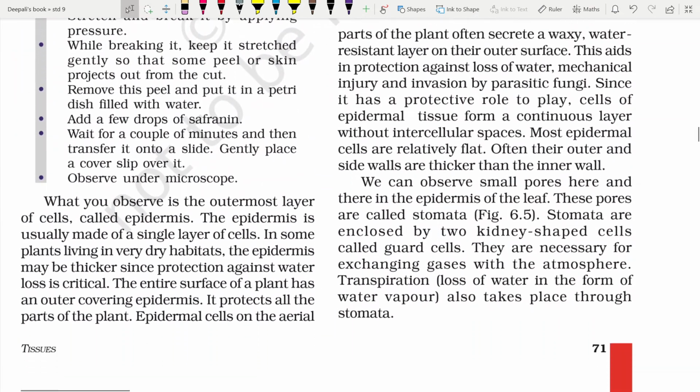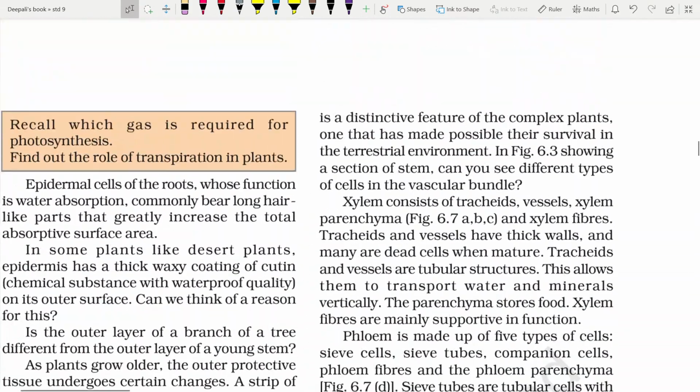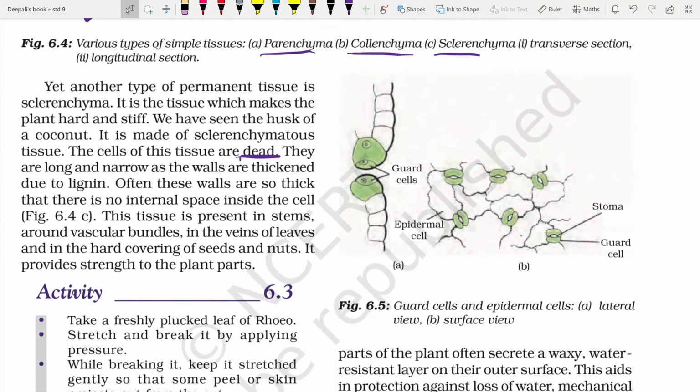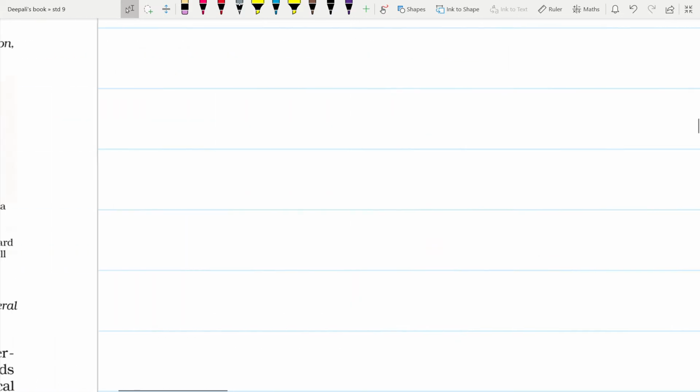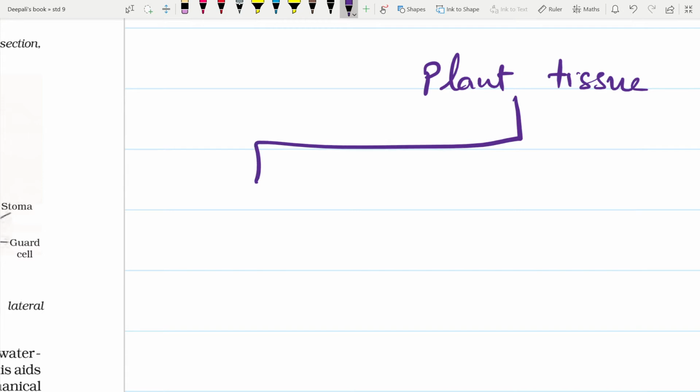So, did you observe how the tissues are classified into various sections? According to what we studied till now, let us just revise what we did. So, we know that plant tissue is of two main types, meristematic and permanent.